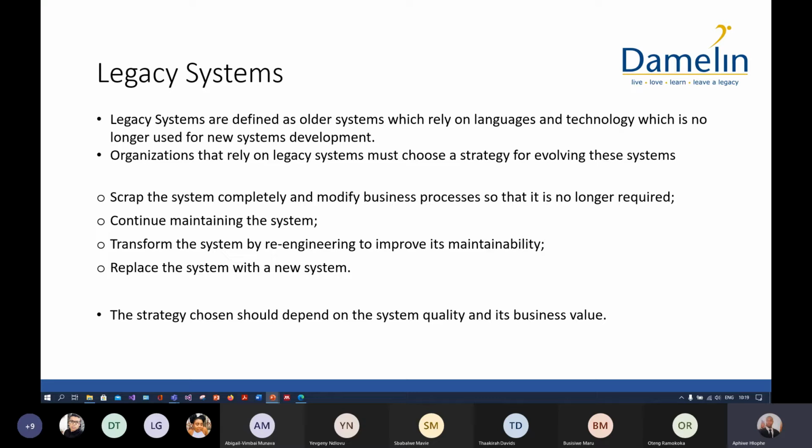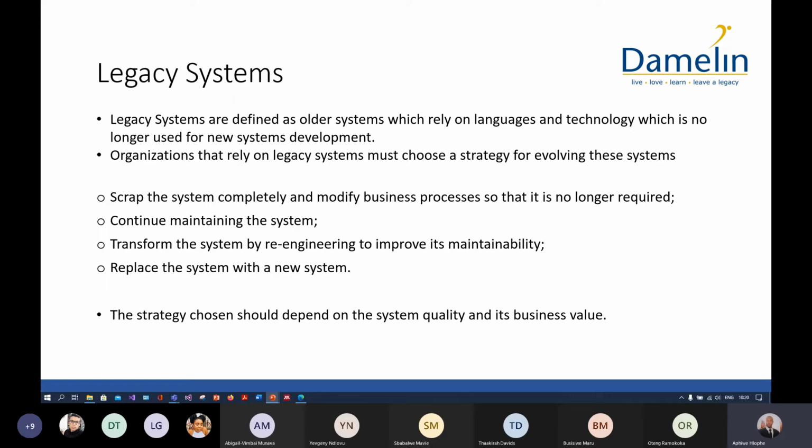So you need to go through some sort of business process re-engineering so that it's able to cater for a newer version of the system. So one thing you can do is scrap it, but you have to modify your business processes. And you can also continue maintaining the system in your organization. If you have a lot of money, there's no need to scrap it. You can run the legacy system and the newer system, but it's a very costly thing to do.